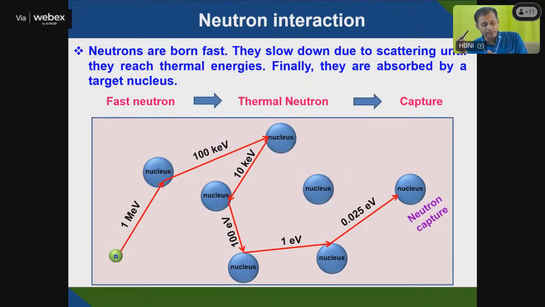So in the case of a nuclear reactor, for the chain reaction to sustain, the fast neutron slowly goes to a thermal neutron. A 1 MeV neutron interacts with nuclei and loses some energy, going from 100 MeV down to 10 keV, and finally becomes a thermal neutron with 0.025 electron volt energy. So the fast neutron becomes a thermal neutron, and then neutron capture occurs in this case of neutron interaction.